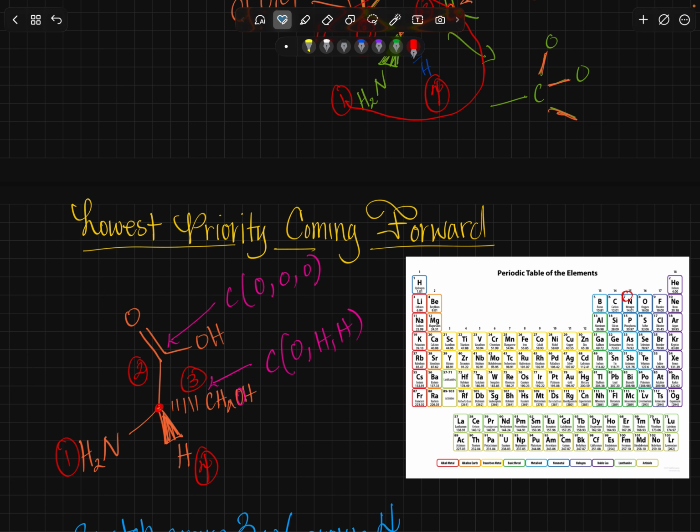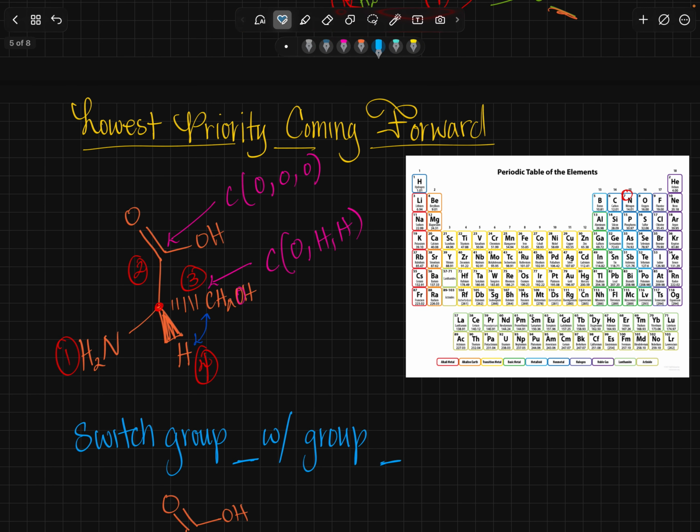However, now we want to look at if our fourth priority group is going back, and in this case, it's coming forward. So what we want to do is get it going back, and how we do that is we're going to take our fourth priority group and switch it with our third priority group. So we're going to take that hydrogen and put it on that dashed line, and we're going to take that carbon attached to that oxygen and put it on our wedge line. Okay, so we're going to switch group 3 with group 4.